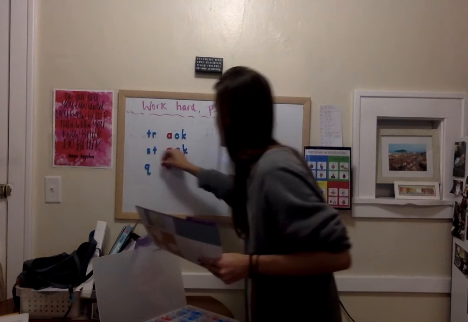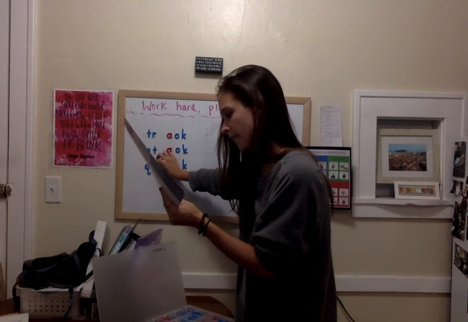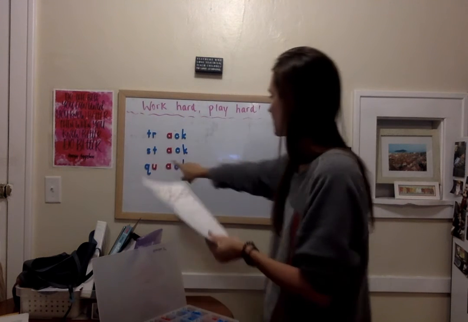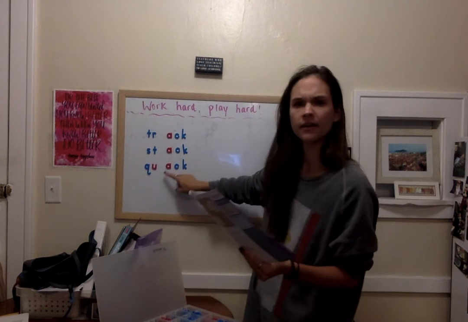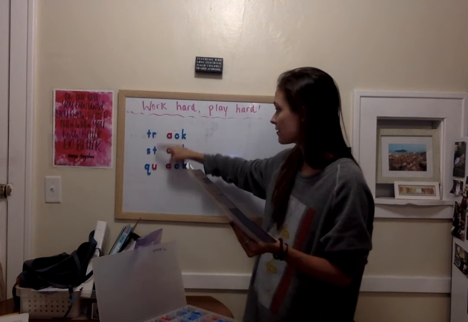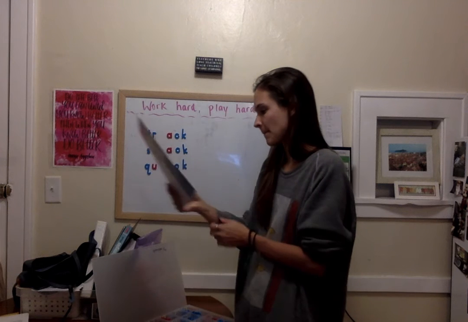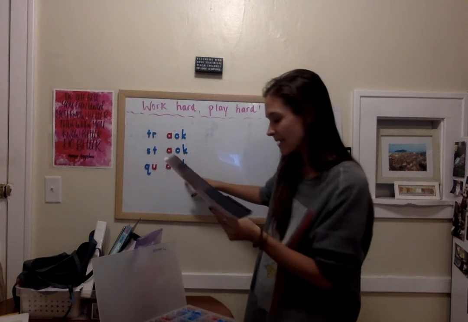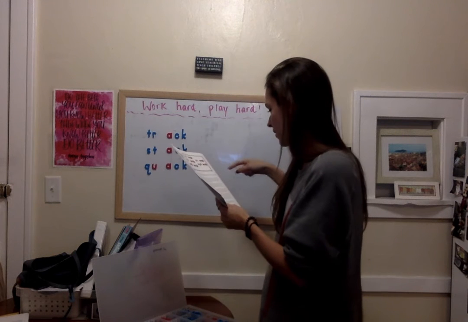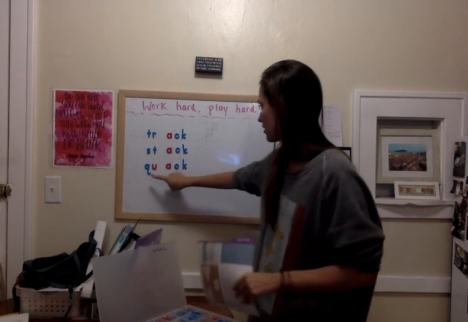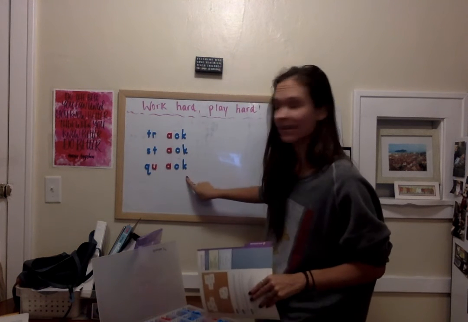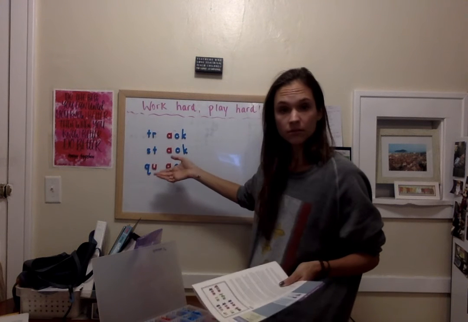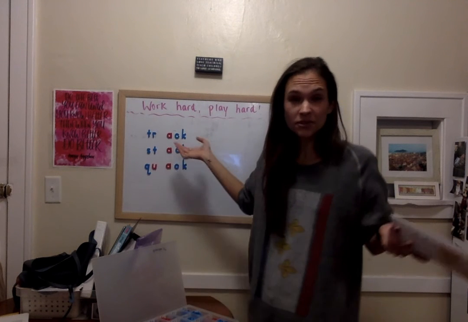All right, so I just built another word, and if you look at this word, what do you notice about it? What do you notice about it compared to the first two words? The last part of the word is the same, isn't it? So how could we read this word? We know it ends with ack, we know it rhymes with track and stack. What do we need to do? We just have to sound out the first part, right?